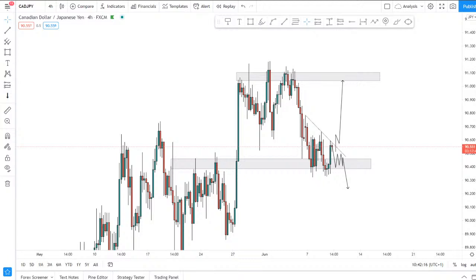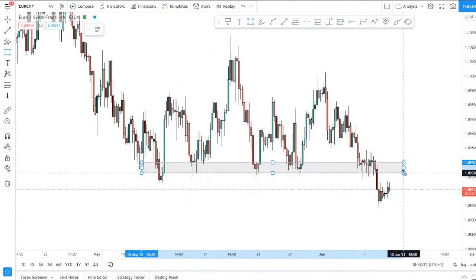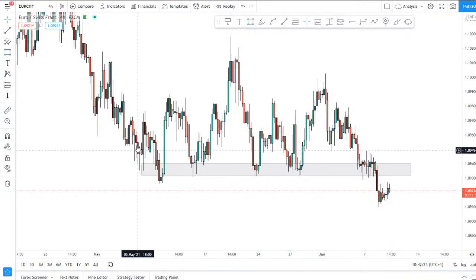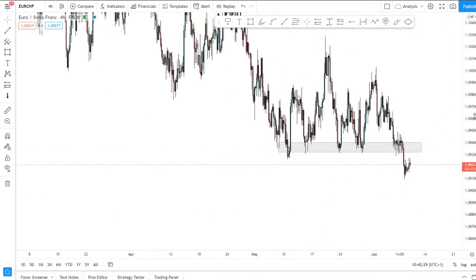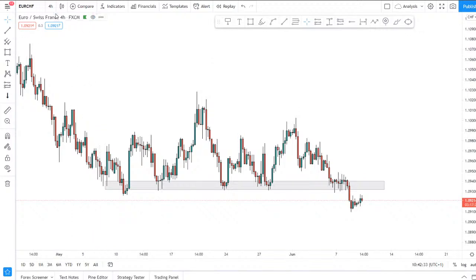Next, we're going to take a look at Euro CHF. So Euro CHF, we broke to the downside recently. As you can see, very key level of support here in the market. 1, 2, 3, 4, 5, 6. Broke to the downside on the 6th test, and my overall price is still quite bearish now for this pair.